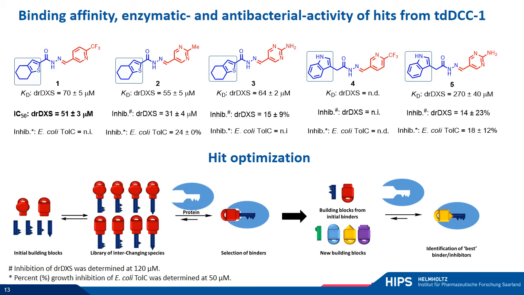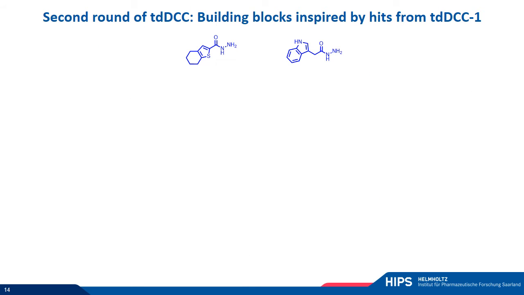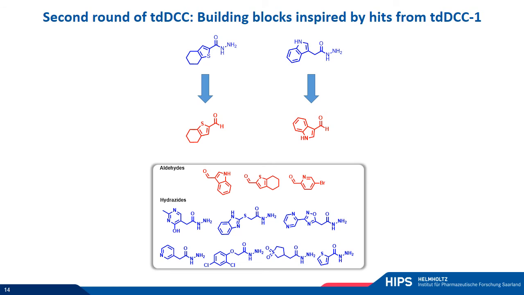So from the initial hits, tetrahydrobenzothiophene and indole emerged as true privileged structures, which are present in the first 3 hits and 2 hits respectively. So here we wanted to investigate the effect of inverting the position of these 2 groups in acylhydrazone. To do so, we included their corresponding tetrahydrobenzothiophene and indole aldehydes instead of hydrazides. Along with these 2 aldehydes, we included bromopyridine aldehyde and 4 new hydrazides along with the 3 old ones.